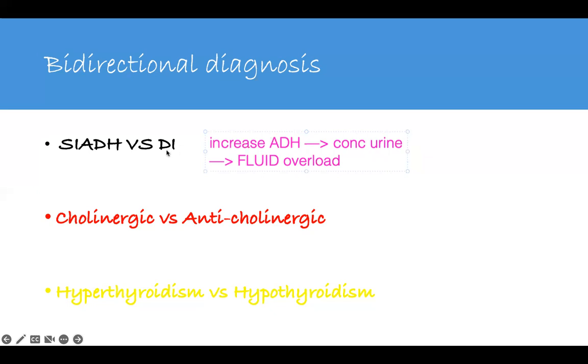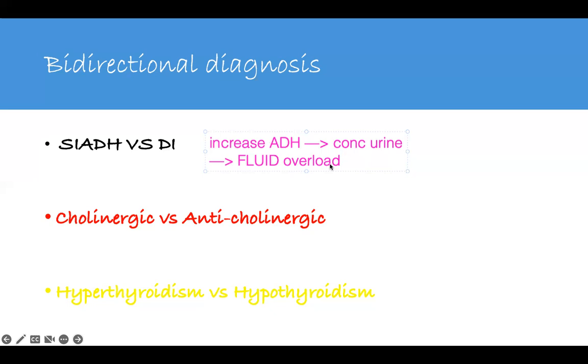Then if they give you DI, well, if you write this, you just say opposite. If you know SIADH, just write it down, and if they're asking me for DI, I should have lower ADH, I should have diluted urine, and I should have fluid deficit. And then the rest of the information should follow through. So you think about it bi-directionally. And if you do that, success will be yours.